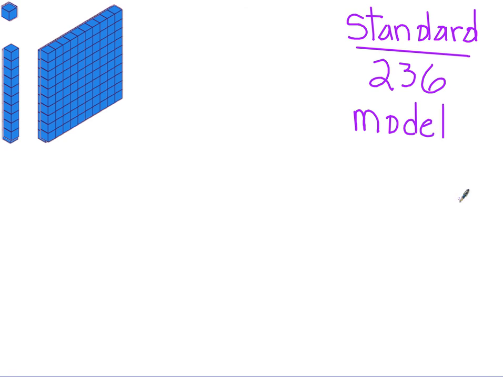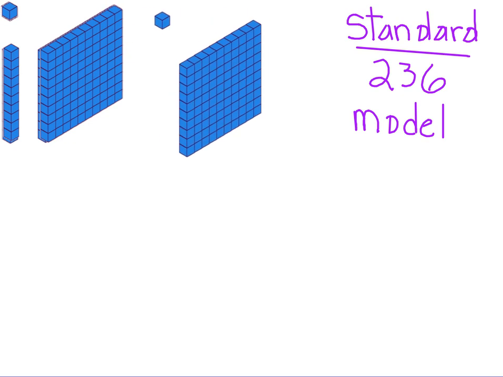In class, what we basically use for model form are our base 10 blocks. And within our base 10 blocks, we have 3 different types of blocks. We have a 1 block, a 10 block, and a 100 block. Each one of those represents the value that you see. The 1 block is 1, the 10 block is 10, and the 100 block is 100.